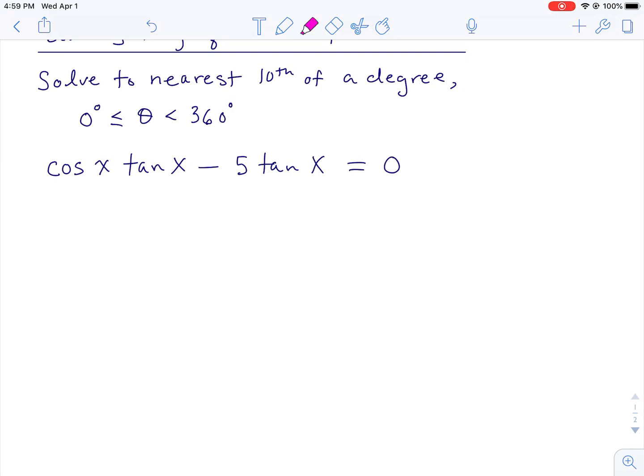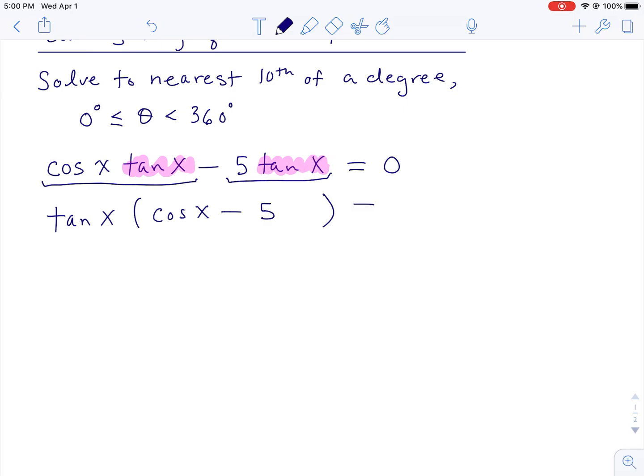If you just take a peek at this problem, I see a tangent in the first term and a tangent in the second term. I don't care where you're at in high school math. The first kind of factoring you look for is greatest common factor, and that's what the tangent is. Since you see it in both terms, you can factor that out front. And then we get a parentheses and a binomial, right? If you take tangent out of the first term, you're left with cosine of x. If you take tangent out of the second term, you're left with minus 5.